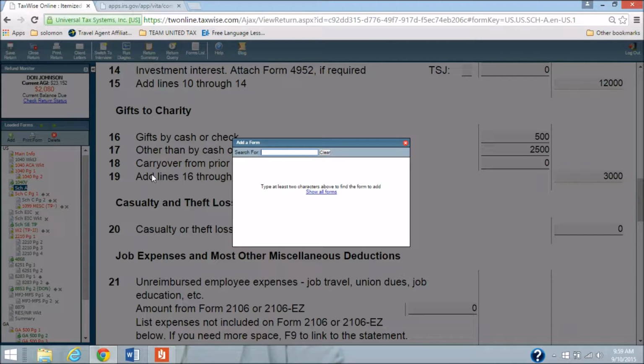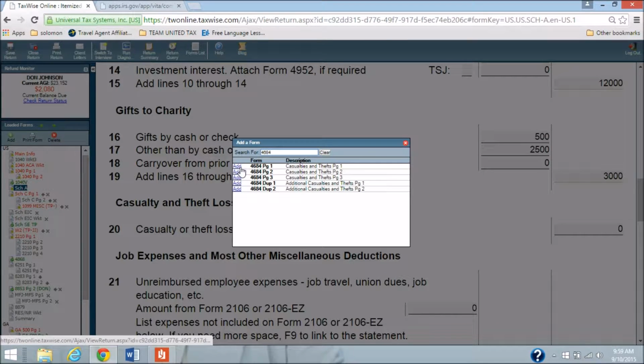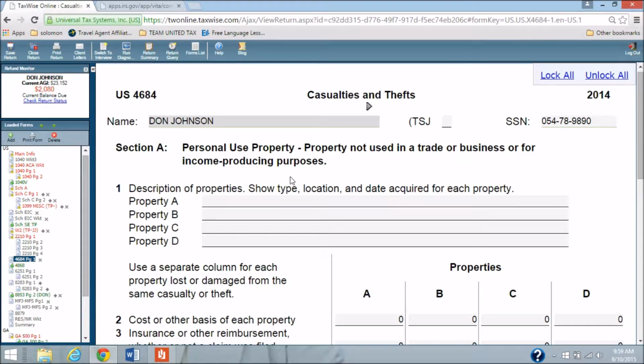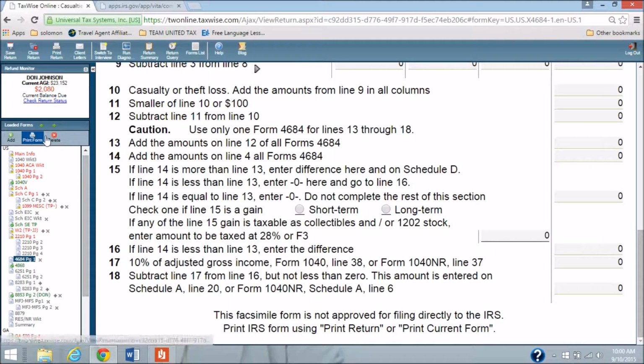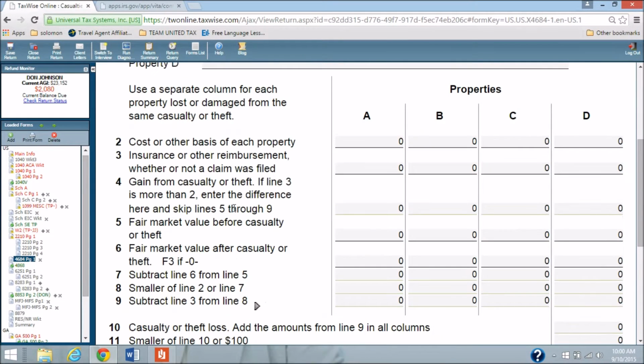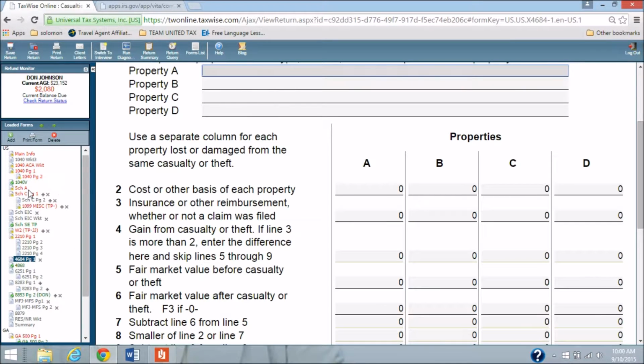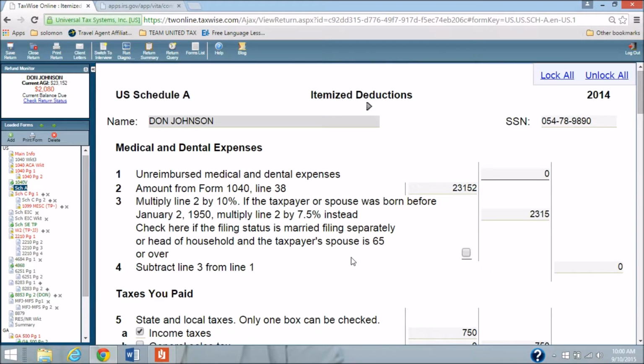So I'm going to just go here, 4684. And it gives us our form here. It's actually 5 pages to it. However, I'll just go ahead and click on one. And this one is actually dealing with properties. I'm not going to go too far into that. So I'll go right back to our Schedule A.